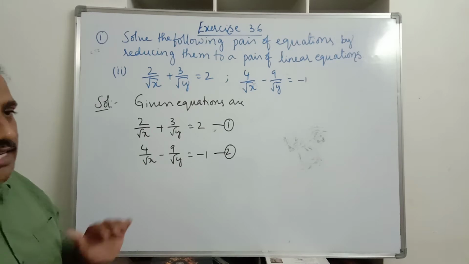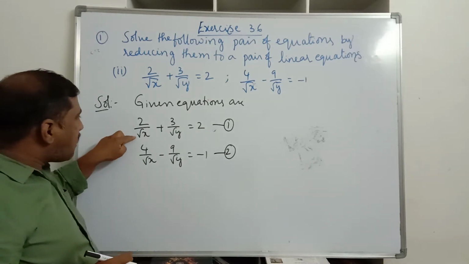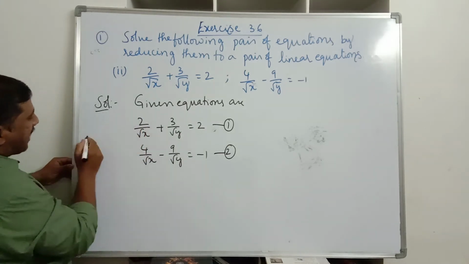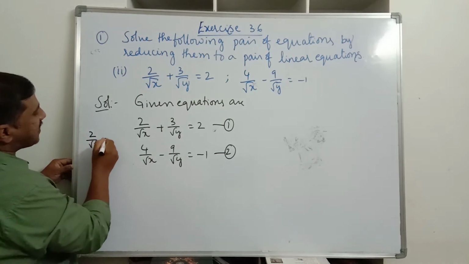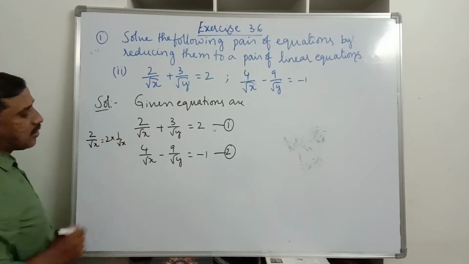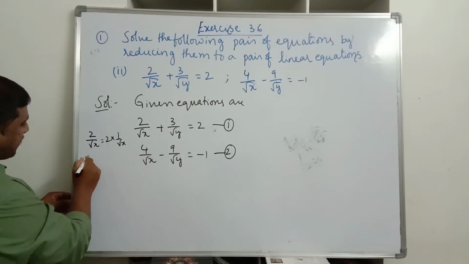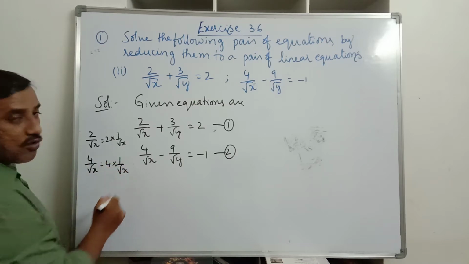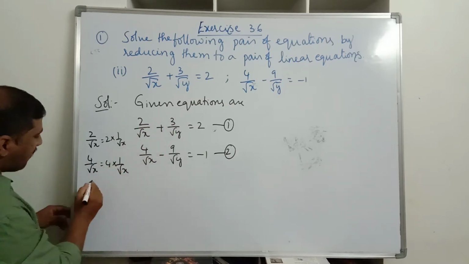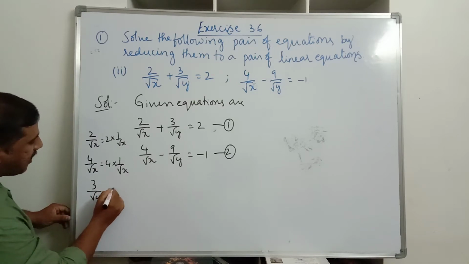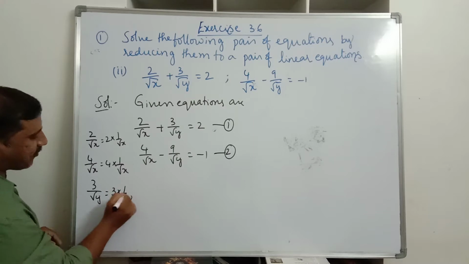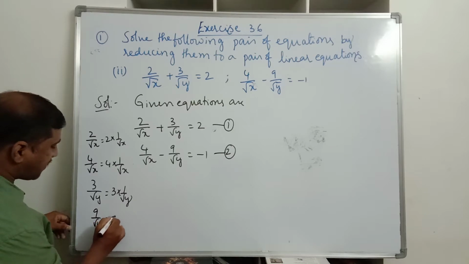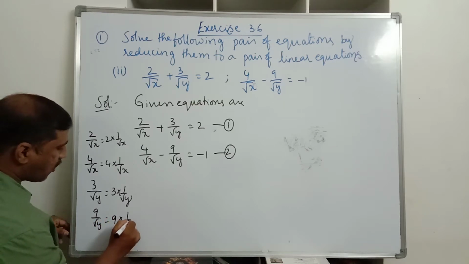Now observe both equations 1 and 2. Root x and root y are both in the denominators. So 2 by root x can be written as 2 into 1 by root x. Similarly, 4 by root x can be written as 4 into 1 by root x, and 3 divided by root y can be written as 3 into 1 by root y. Similarly, 9 by root y can be written as 9 into 1 divided by root y.